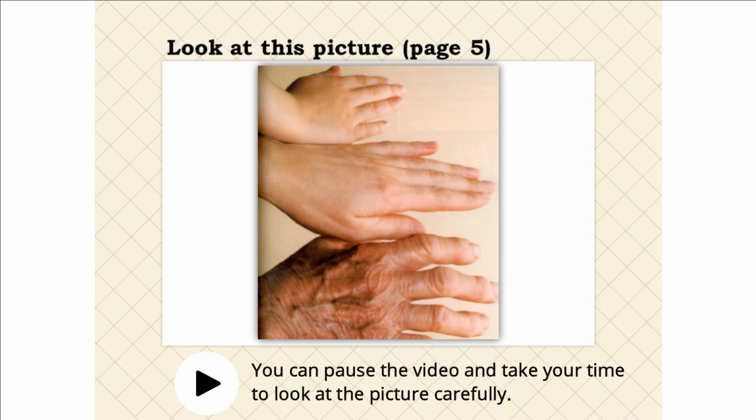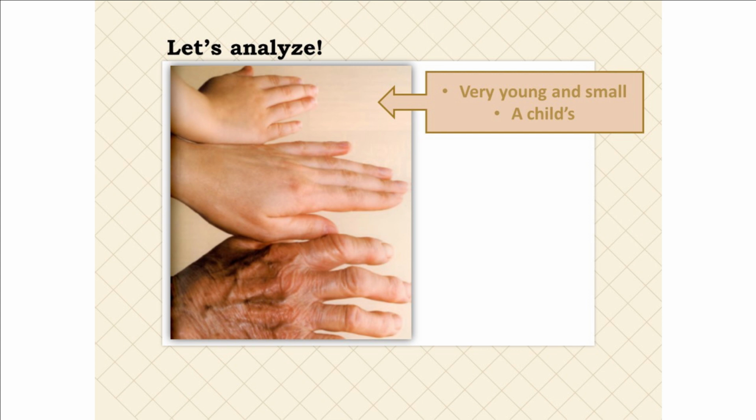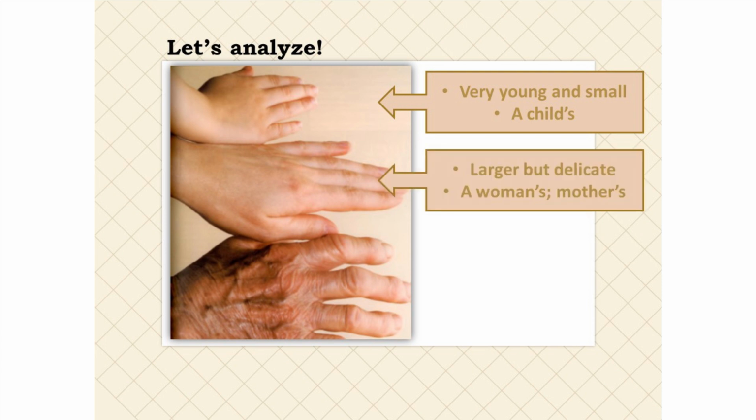Now, look at this picture. What can you see? There are 3 hands and they all look different. Without looking at the caption at the bottom of the page, try to describe the picture. Now, let's analyze this picture. The top hand looks very young and small, probably the hand of a child. The second one looks larger but delicate, looks like an adult woman's hand, probably the mother.